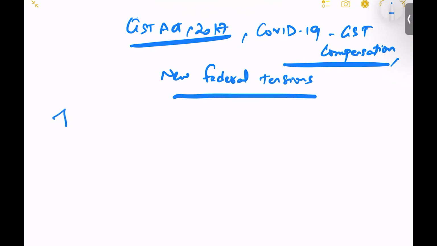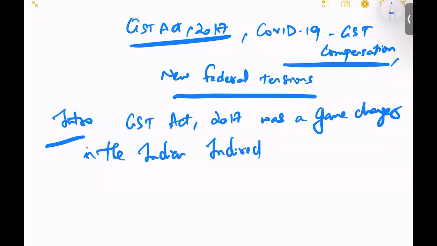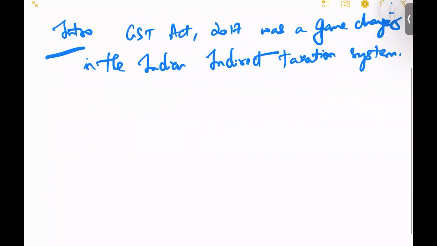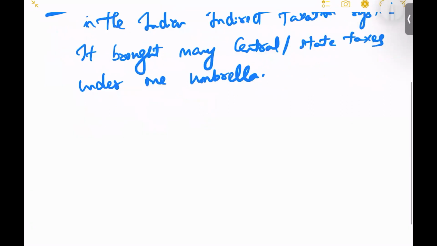So what is the rationale? So introduction you can give. The GST Act of 2017 was a game changer in the Indian indirect taxation system because it brought many central cum state taxes under one umbrella. Clear?